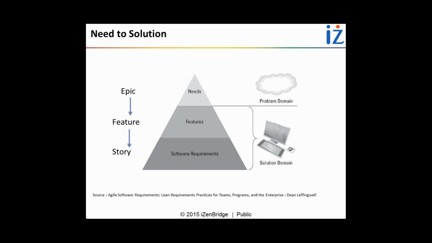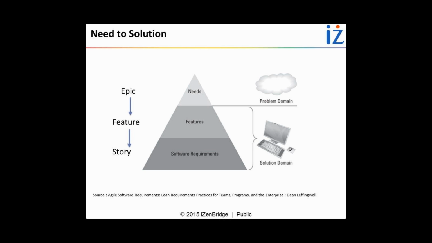So in short, the SAFe requirement hierarchy is epic, feature, story. The epic represents the problem domain, the need of the business. The features and stories represent the solution domain. The features are not that elaborate, but the stories are very detailed solution-level requirements.